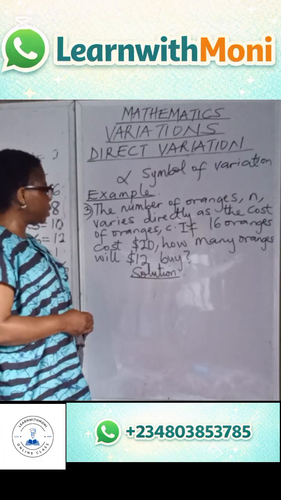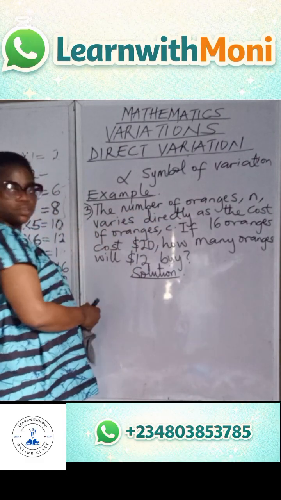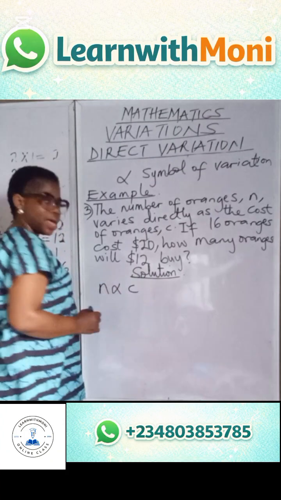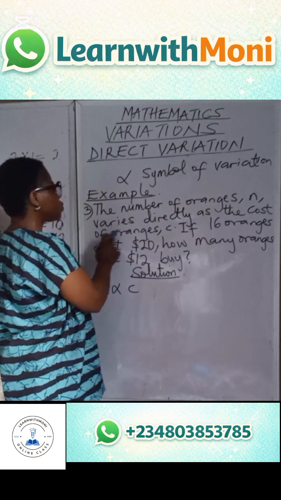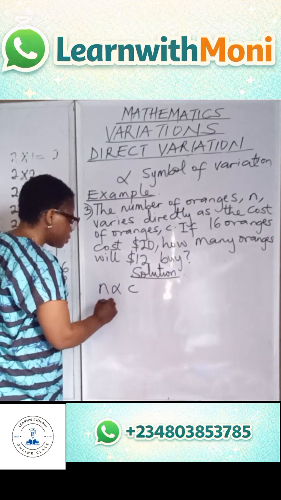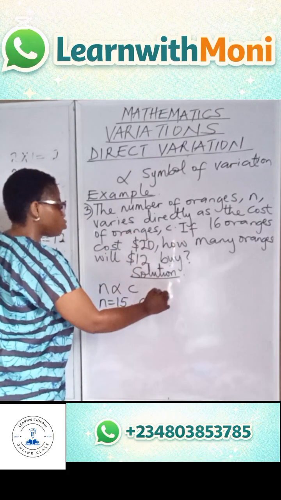The number of oranges N varies directly as the cost of oranges C. Let us interpret that. N varies directly as C. If 16 oranges cost $20, 15 oranges, that is N is 15 and C is $20.